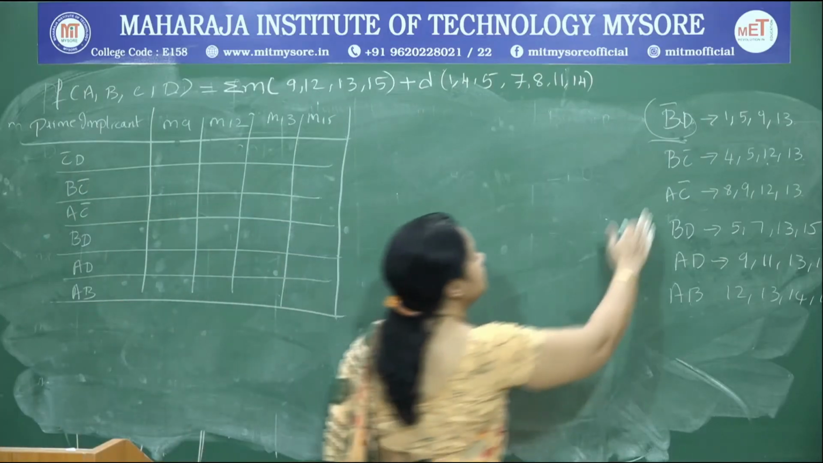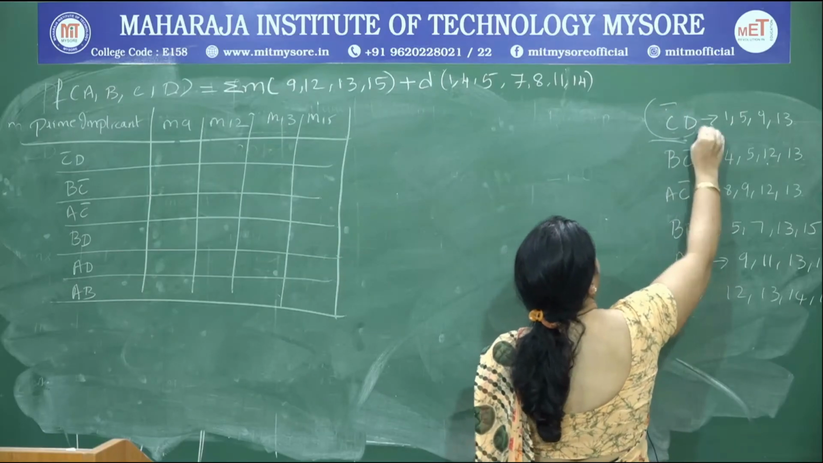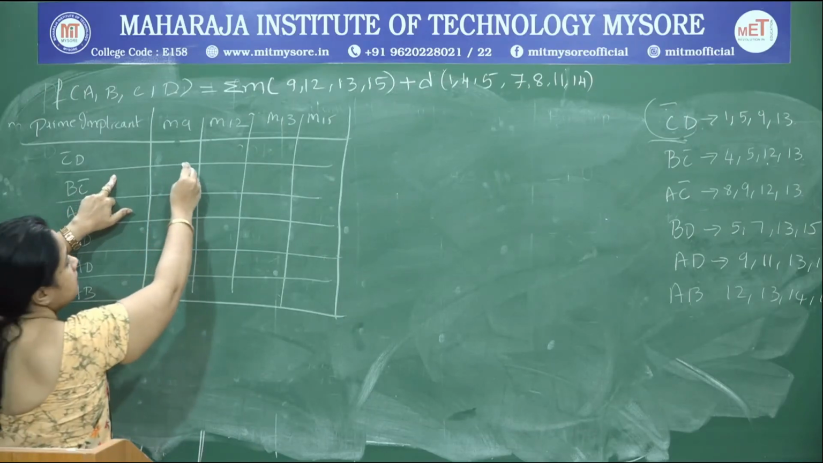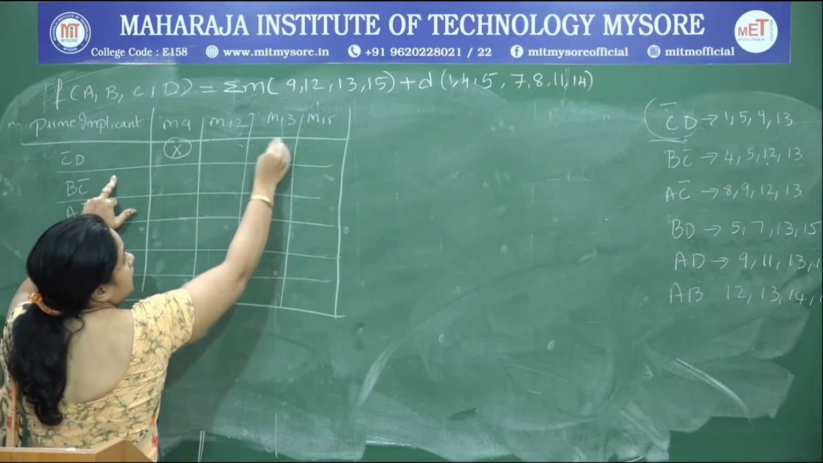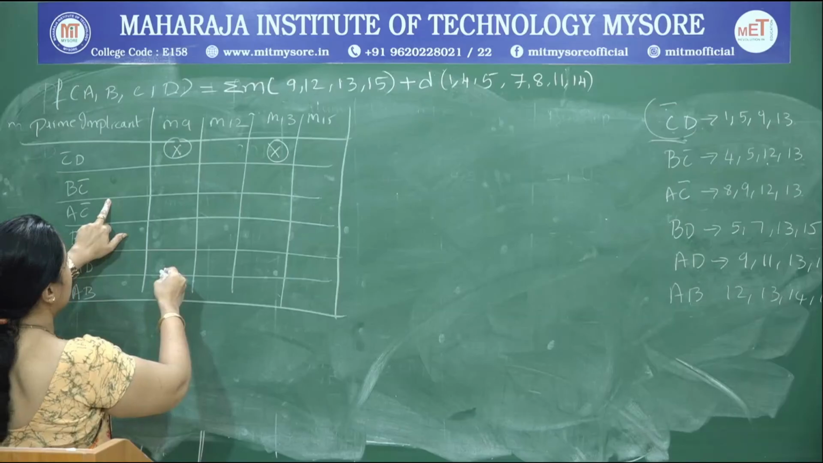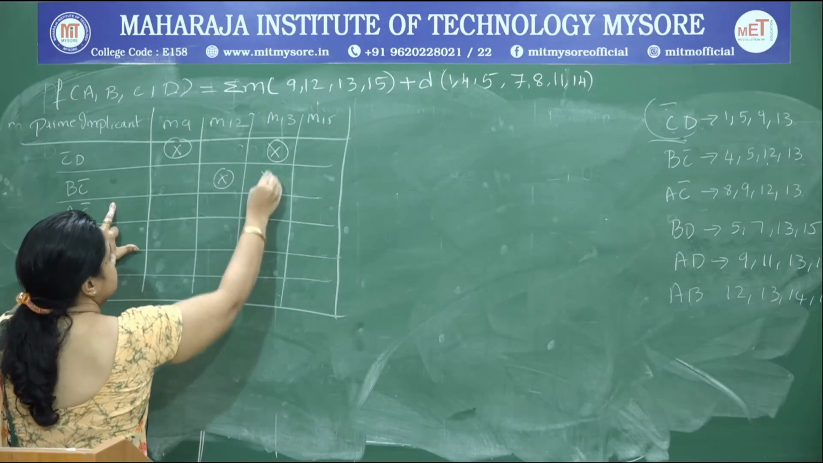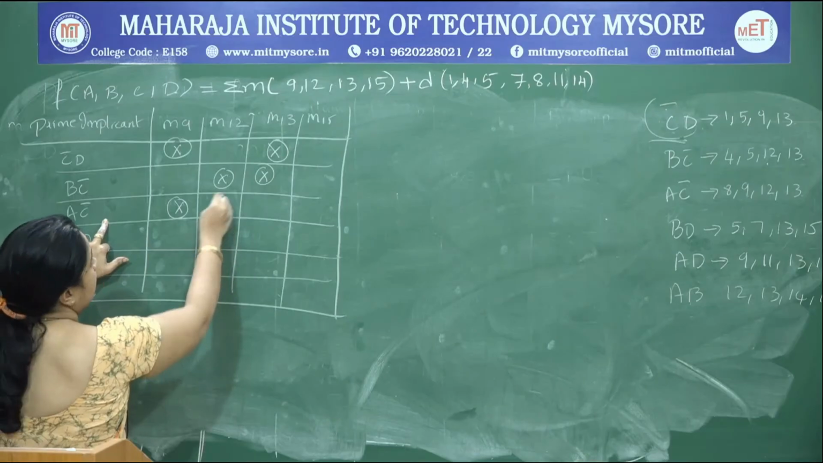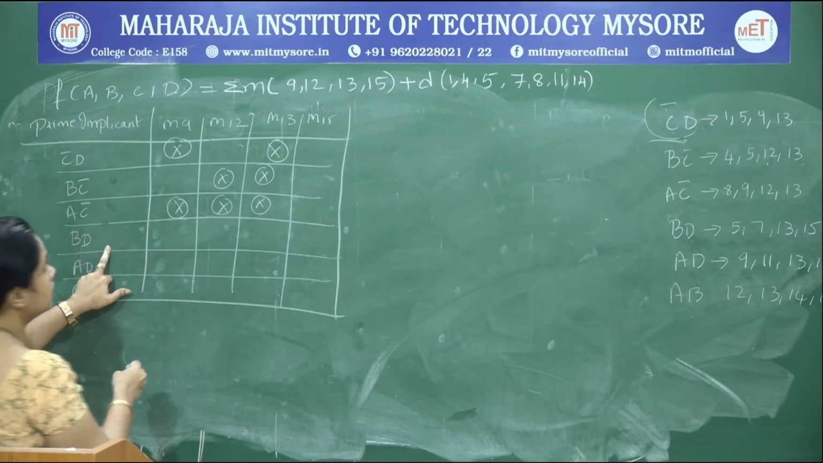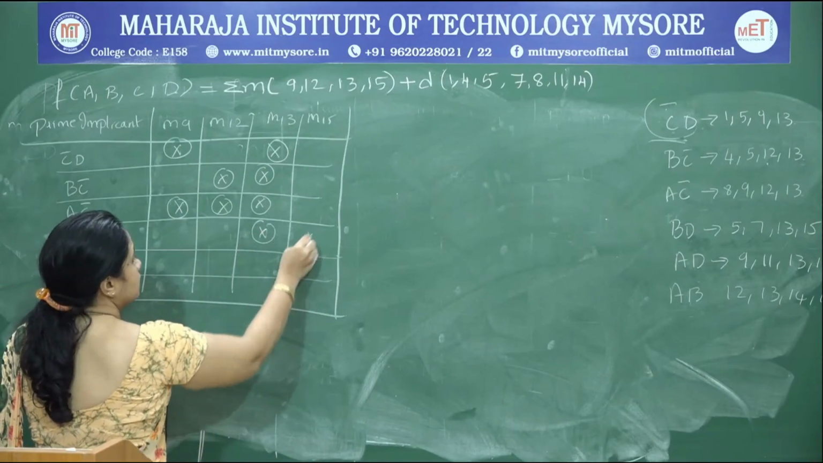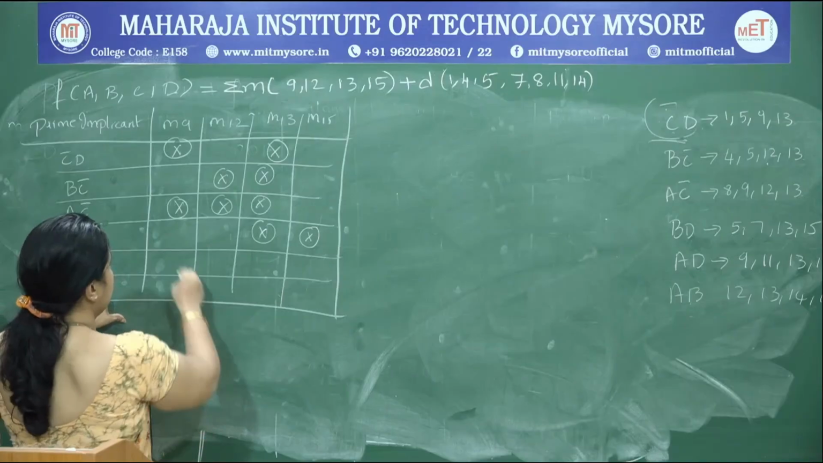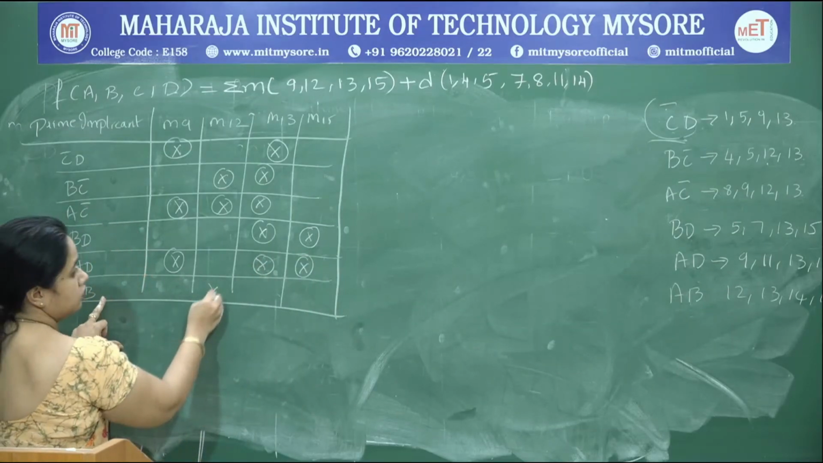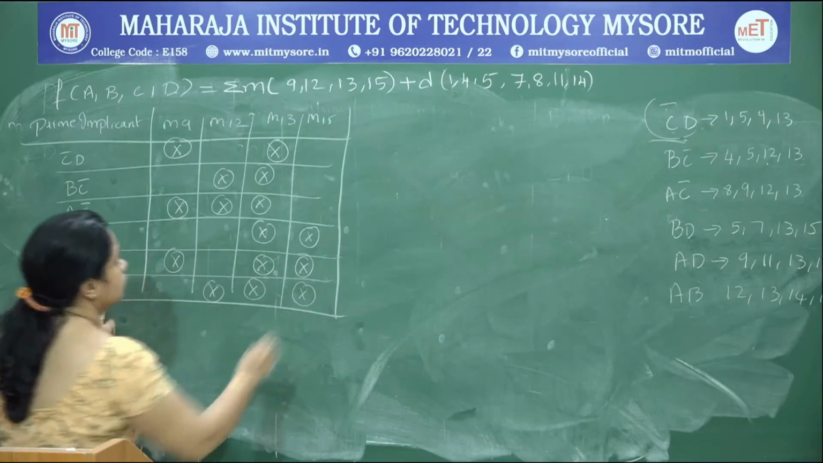Please note here there is a small mistake, please correct it. Here it is C bar D, while copying, it has been copied as B bar D. So the min terms associated with this are 9 and 13, and min terms associated with this are 4, 5, 12 and 13, and for AC bar it is 9, 12 and 13, and for BD it is 5, 7, 13, 15, and AD it is 9, 13, 15, and here it is 12, 13, 15.